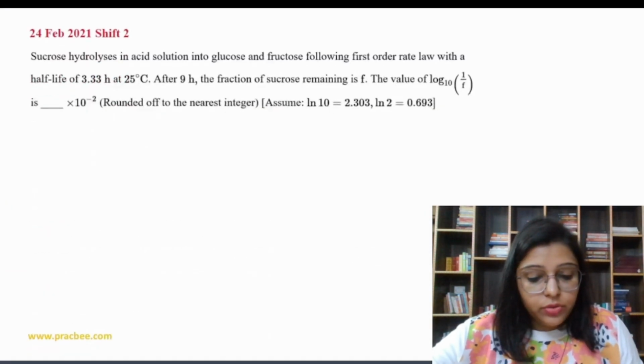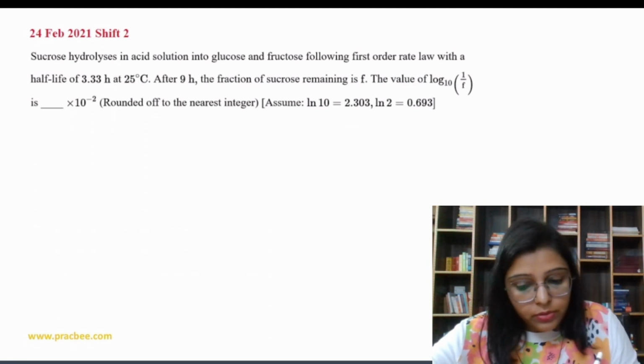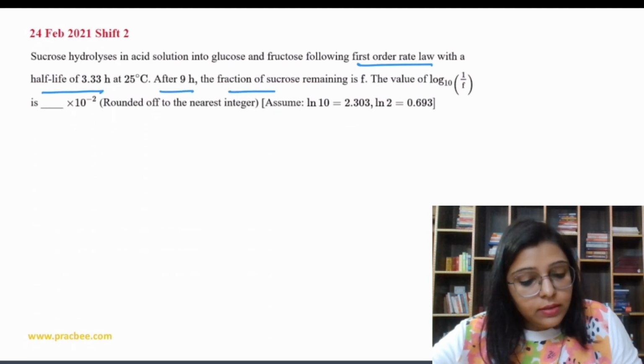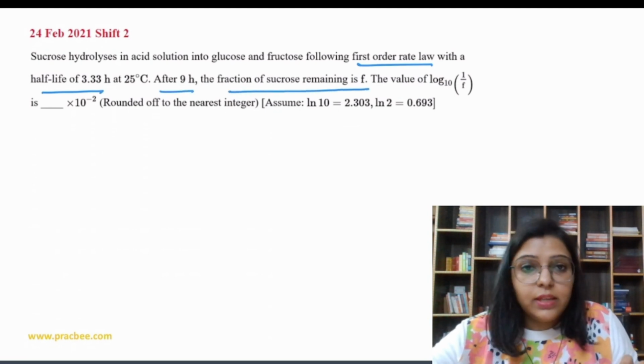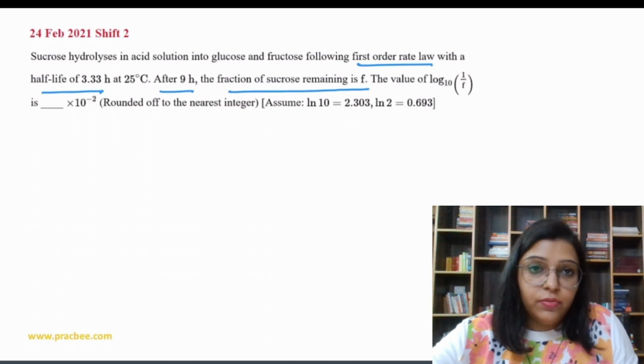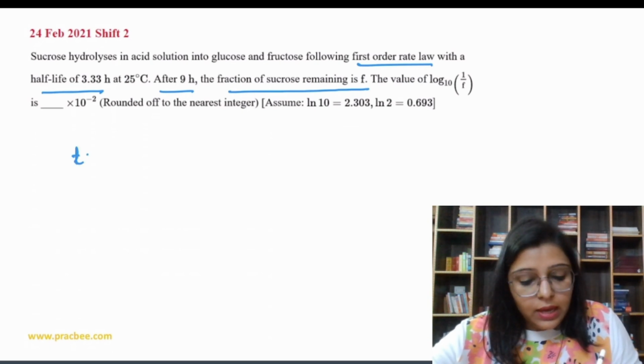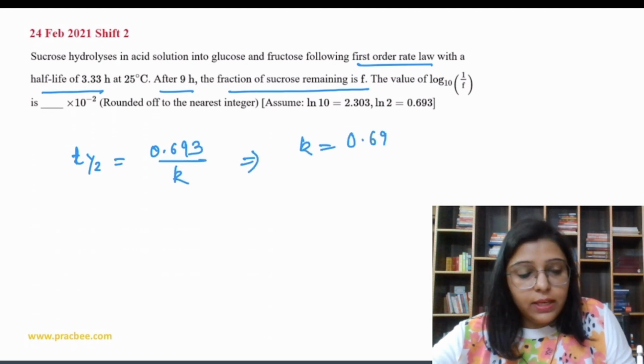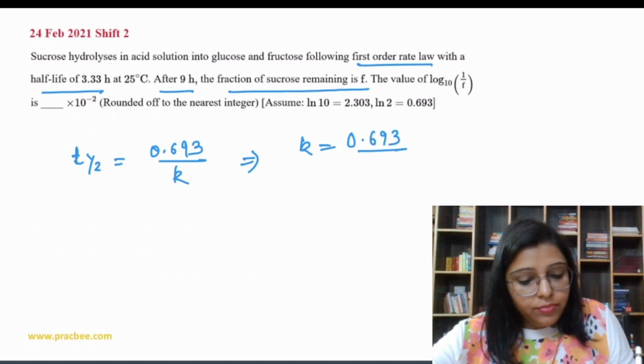Now let's do the next question. Sucrose hydrolysis in an acid solution into glucose and fructose is first order. Half life is given. After 9 hours, the fraction of sucrose remaining is F. So we have to find out the value of 1 by F. So look, T half is what? 0.693 upon K. So K is going to be 0.693 upon T half, which is 3.33.